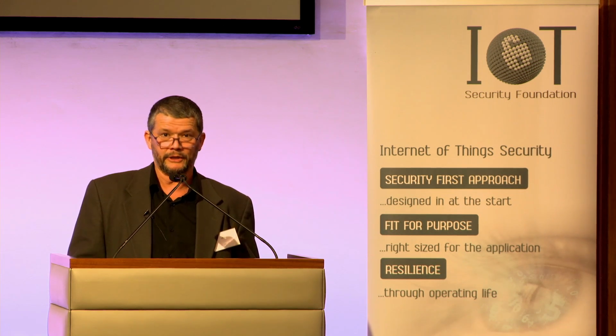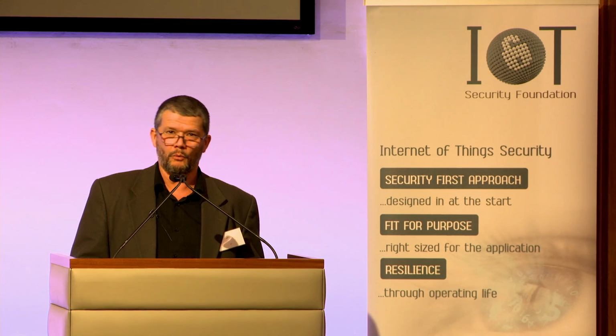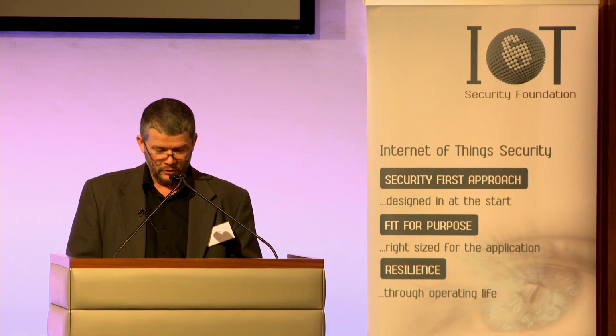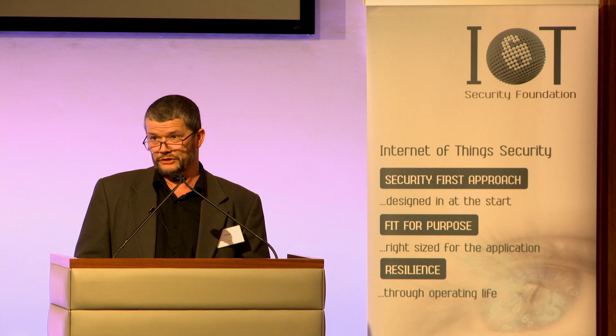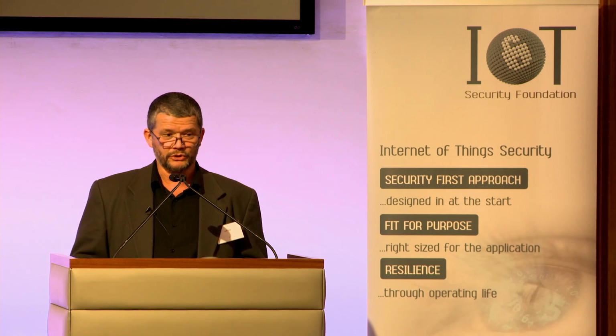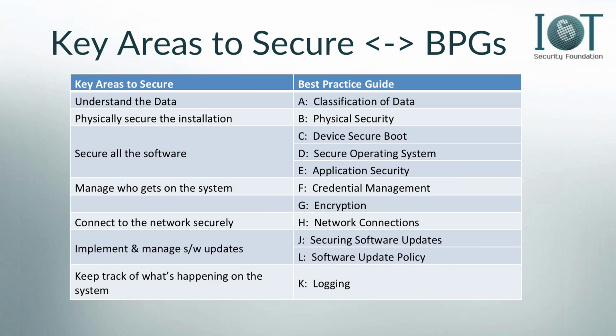We all know software updates should be done, but there are ways and means of doing it correctly. And then finally, we need to keep track of what's happening on the system. It's no good running a system completely blind. You need to know what's happening with it. So, what we see on this slide is a table, and I've got all those points I previously mentioned down the left-hand side, and then down the right-hand side is a list of our guides that complement those.